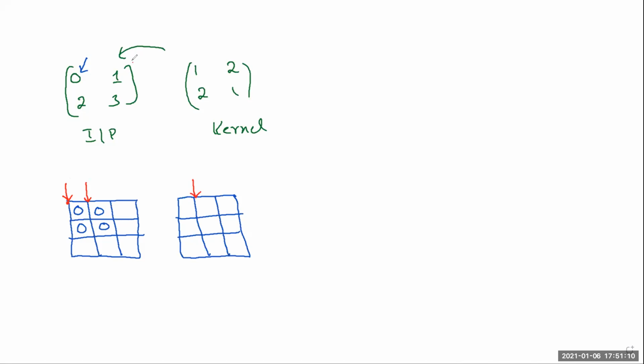I take this 1, okay, and I multiply it with this matrix. What do I get? I get 1, 2, 2, 1. Okay, and next I have to multiply with 2.